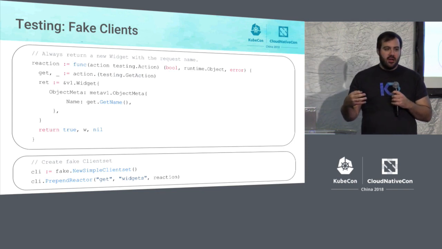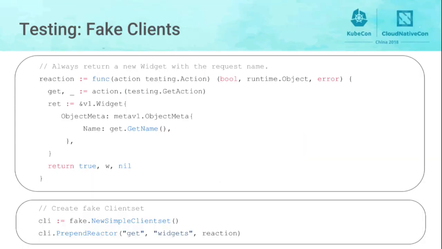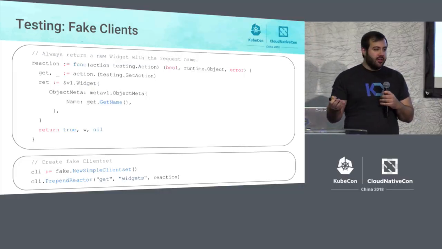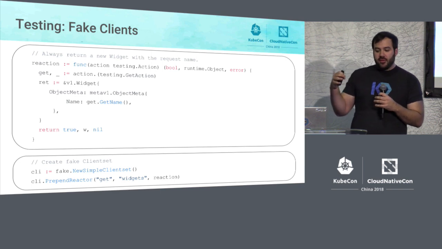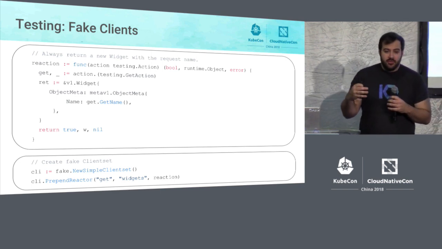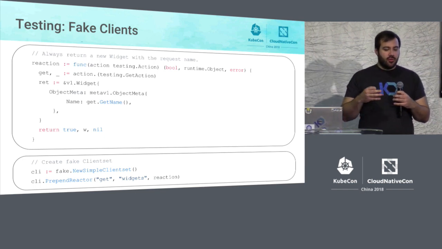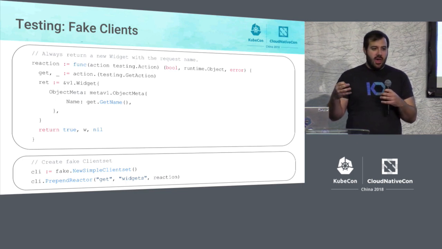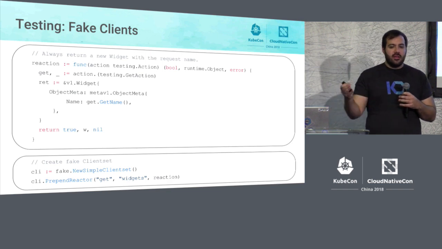If you want to have very fine-grained testing, you may want to mock out certain APIs. One cool thing about the generation code that we showed earlier is that it will generate a bunch of fake clients for you. In these snippets, we create a reactor. We create a reaction. This reaction will always create a new object. When we instantiate the fake client, we add this reaction, and we'll always return that fake object every time we issue a get to that client.